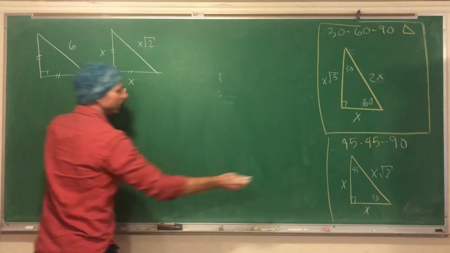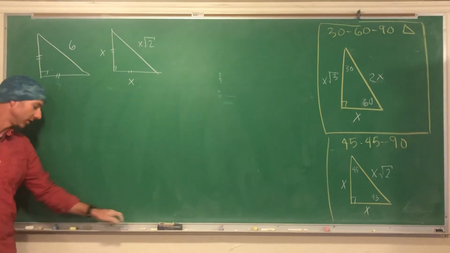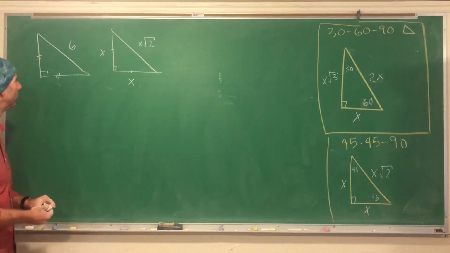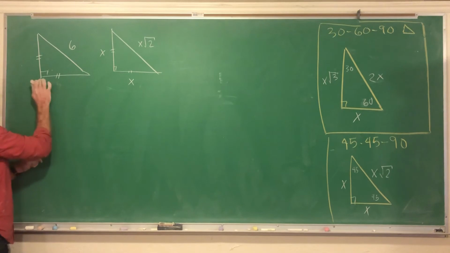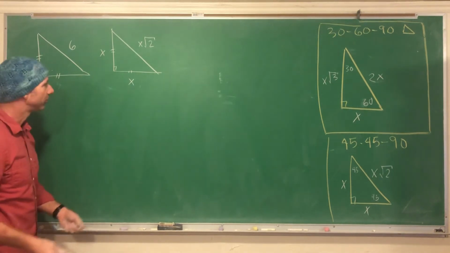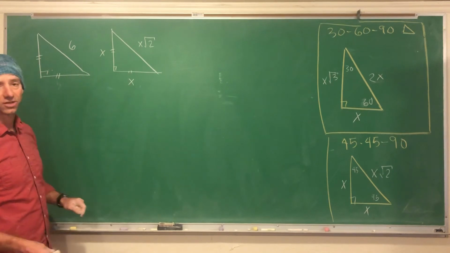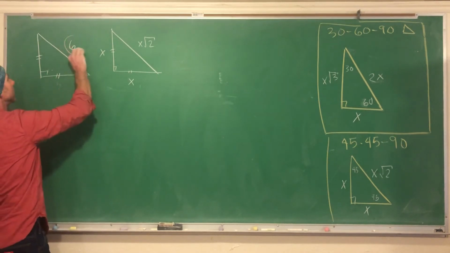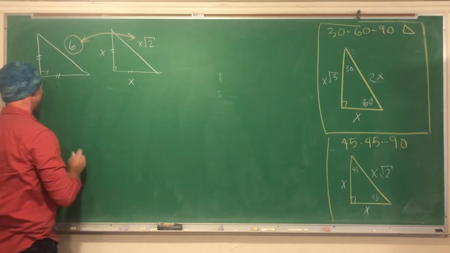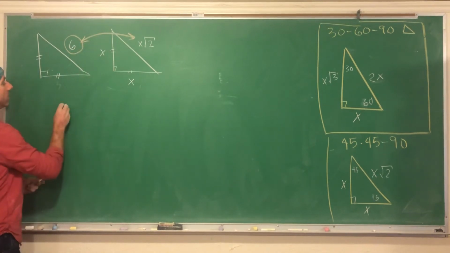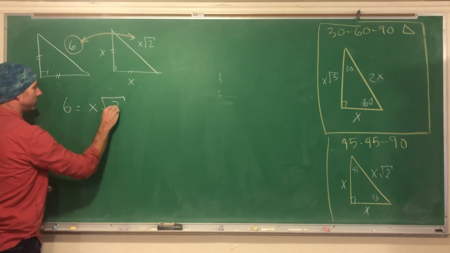Now I just copied the model up to here. Using the same strategy from a minute ago, we're going to match them up. I don't know what these two sides are. That's what we are here to figure out. But if I can solve for x, I can figure out those sides. So here's all I know: I know these two guys are equal. So let's go ahead and set that up. 6 equals x times the square root of 2.